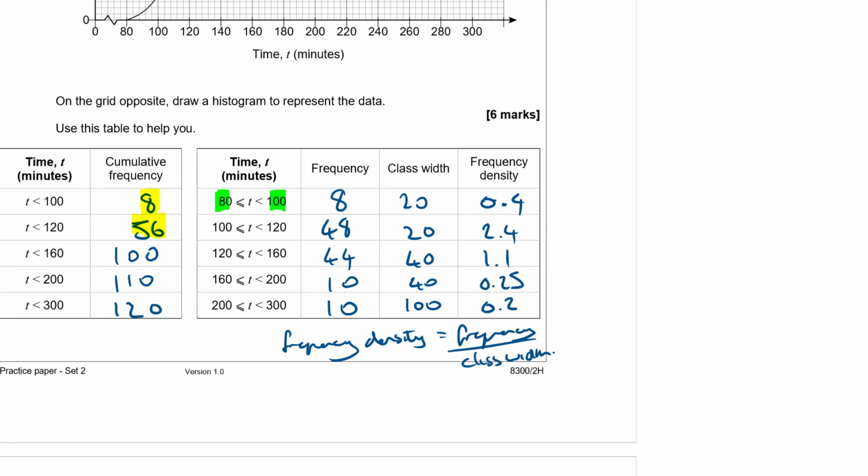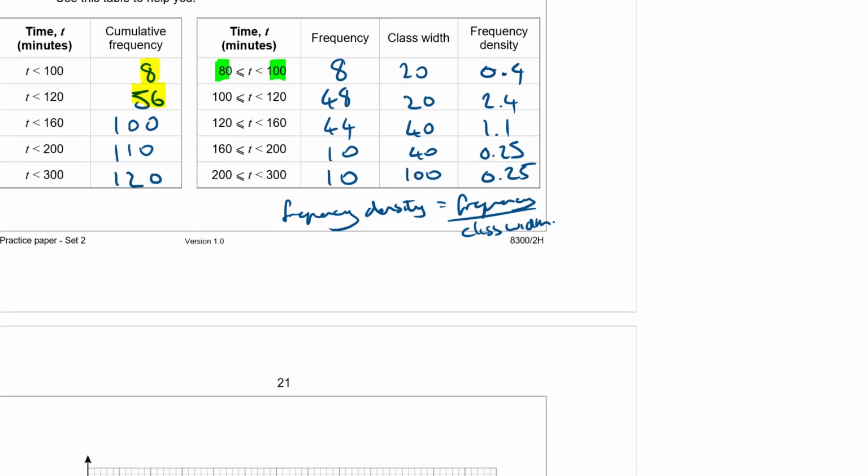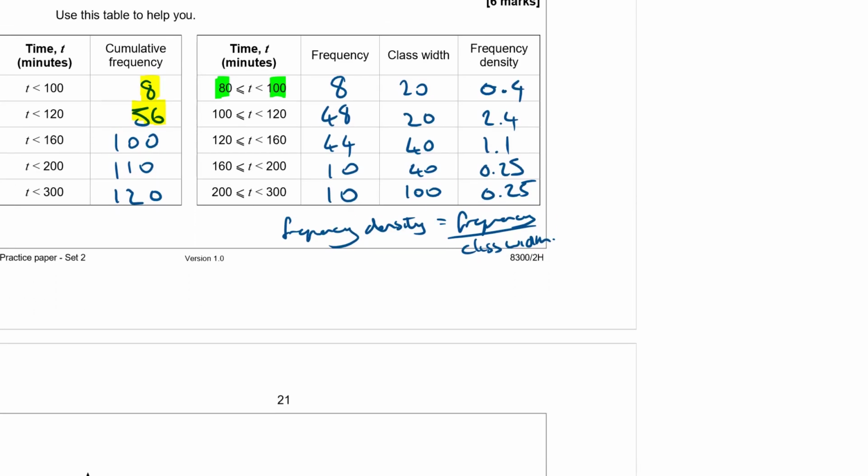And 0.25. Okay, so now I've got all the information I need to draw my chart. So my first bar is going to be from 80 to 100, and it's going to have a height of 0.4. I've not been given a scale for frequency density up the side here. So the first thing to do is decide what the increments are going to be up this scale.